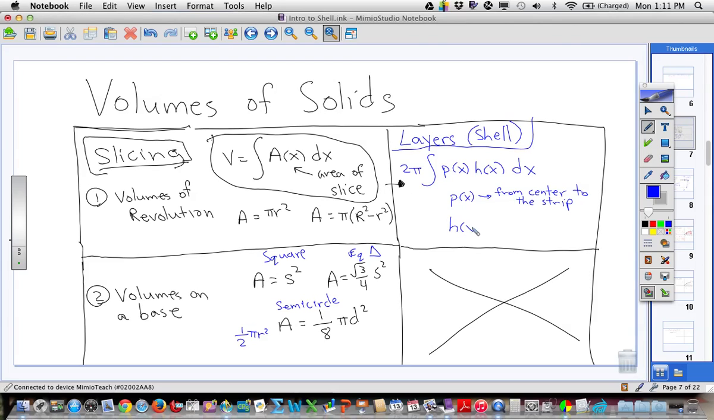Now that's the one we're going to have to spend a little time talking about. It's really easy once you get the hang of it, but until you get the hang of it, people seem to get confused by it. H is the same thing we've always been doing. H is just the length of the strip. So that's your regular old top minus bottom, right minus left stuff that it's always been. It's the length of the strip. Okay? But P, this P thing we're going to have to think about. From the center to the strip.